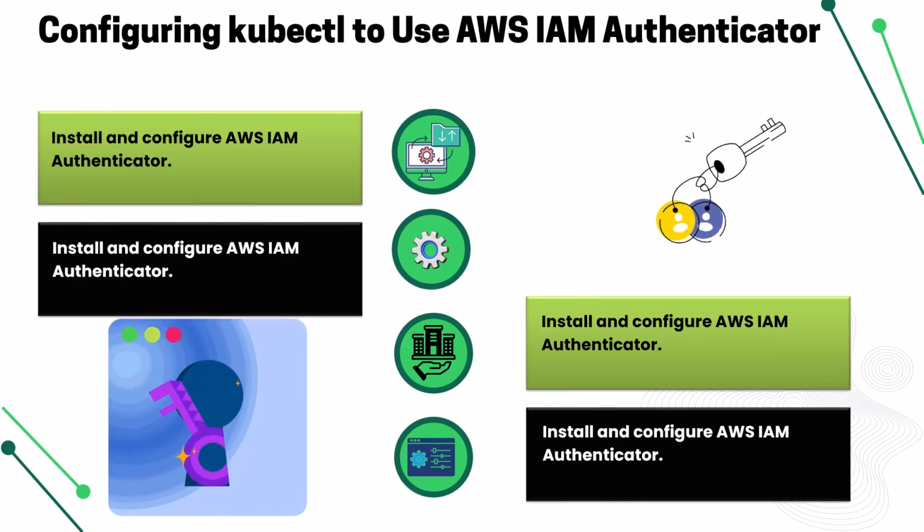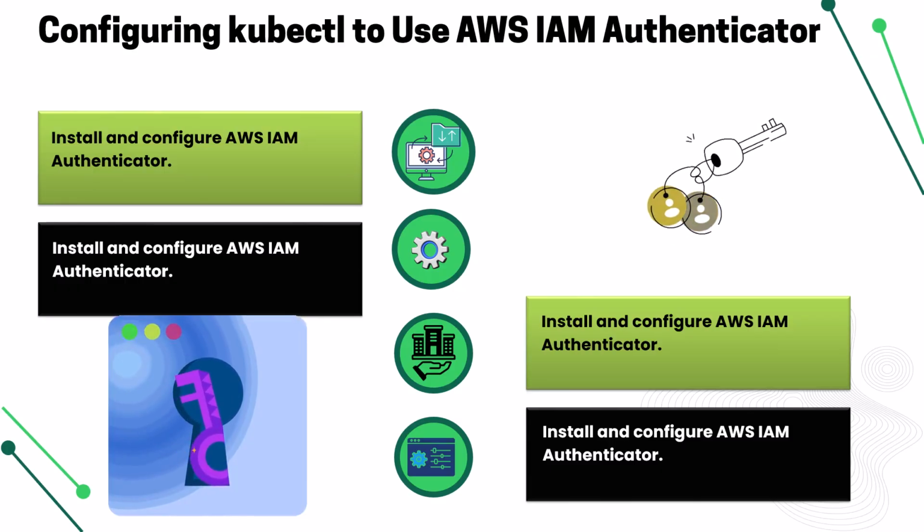Alright, let's get our hands dirty configuring kubectl with AWS IAM Authenticator. First, we install and configure the tool. Nothing too tricky there. Then, updating the kubeconfig file ensures it knows how to use IAM credentials. Of course, without the right roles and permissions, things fall apart quickly. Finally, testing, because who wants surprises in production? Let's keep our headaches minimal.